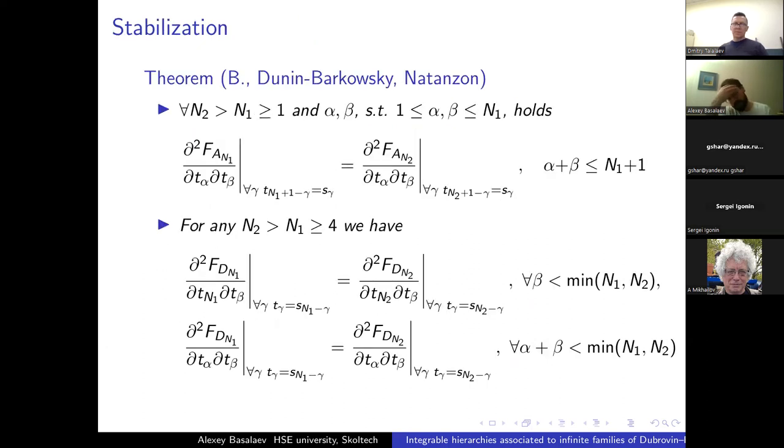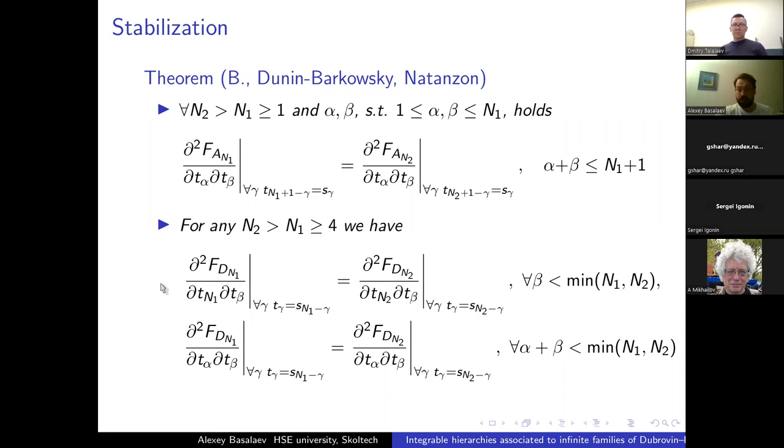Another important observation that was crucial to what we were doing is that if you consider the second order derivatives of different potentials, so you take A type potentials, but with a different number of variables. In particular, if n2 is greater than n1, then in F_A n2 you have n2 variables, and in F_A n1 you have n1 variables. So the number of variables is different. But if you have alpha and beta, so that it is reasonable to take the second order derivative on the right hand side and also on the left hand side, then there is the following funny equality of polynomials.